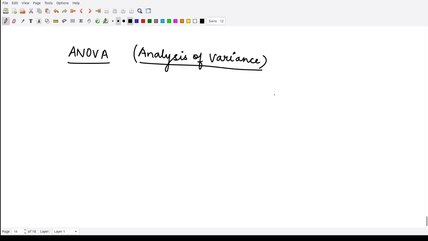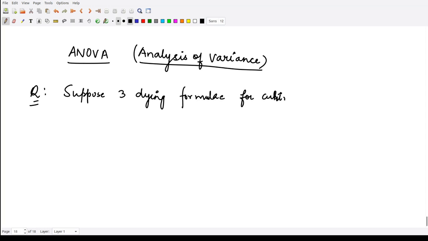Analysis of variance. What is the need for studying this analysis of variance? Suppose the question is given that three dyeing formulas for curing a glue are studied and the following times observed.